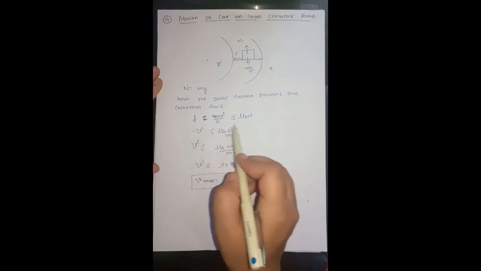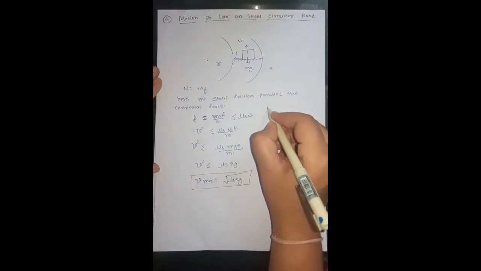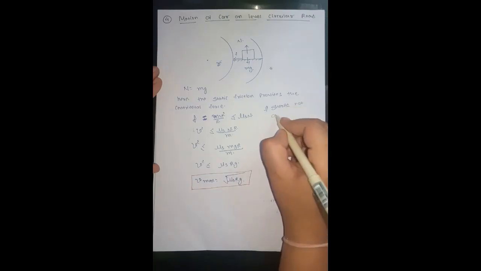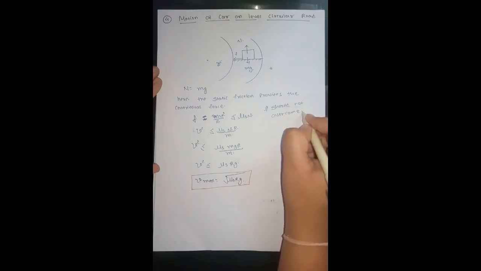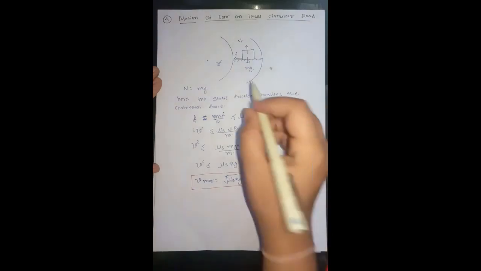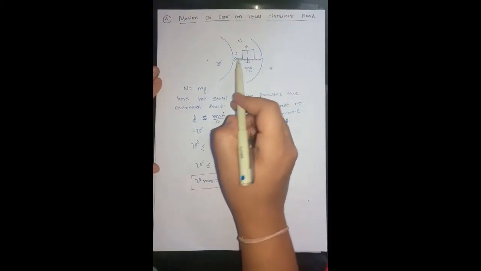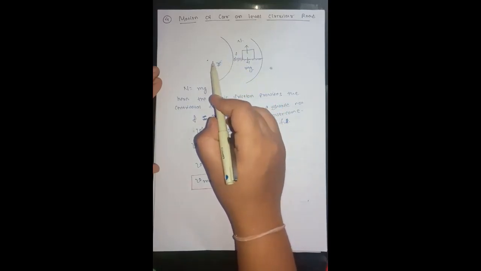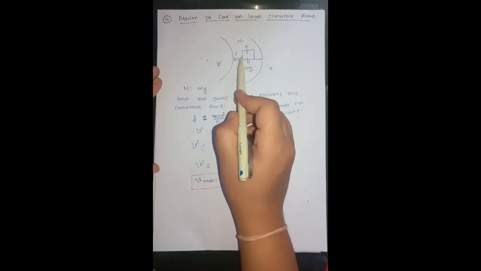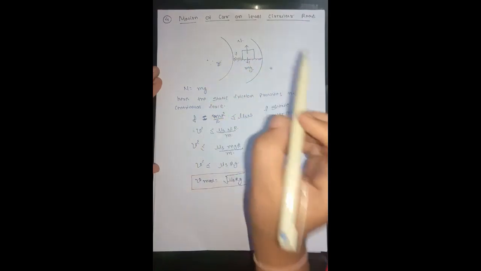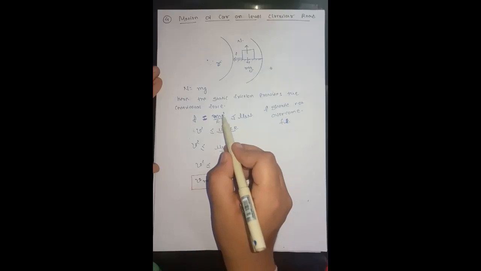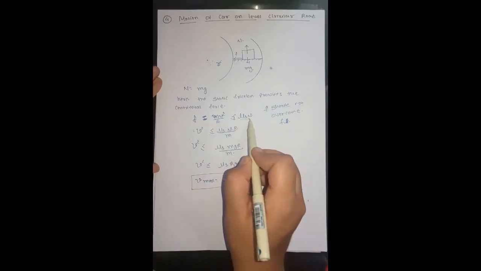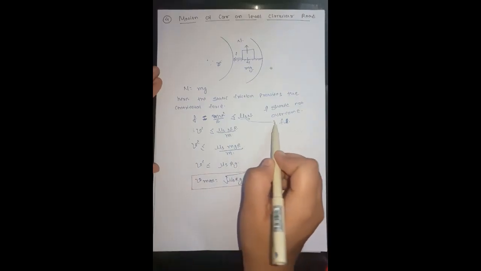But this frictional force F should not overcome the limiting friction. If limiting friction is overcome, then this car will start moving towards the radius. It will start moving towards the center. So for that, the mv square by r should be less than or equal to mu s n. This is the limiting friction Fl.